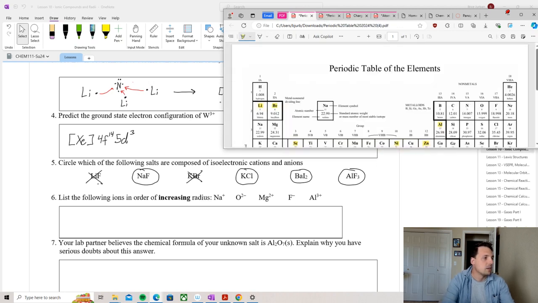Okay, all right, so sodium is going to lose 1 electron to have 10. Oxygen will gain 2 to have 10. Magnesium will lose 2 to have 10. Fluorine will gain 1 to have 10. And aluminum will lose 3 to have 10. So they're isoelectronic.